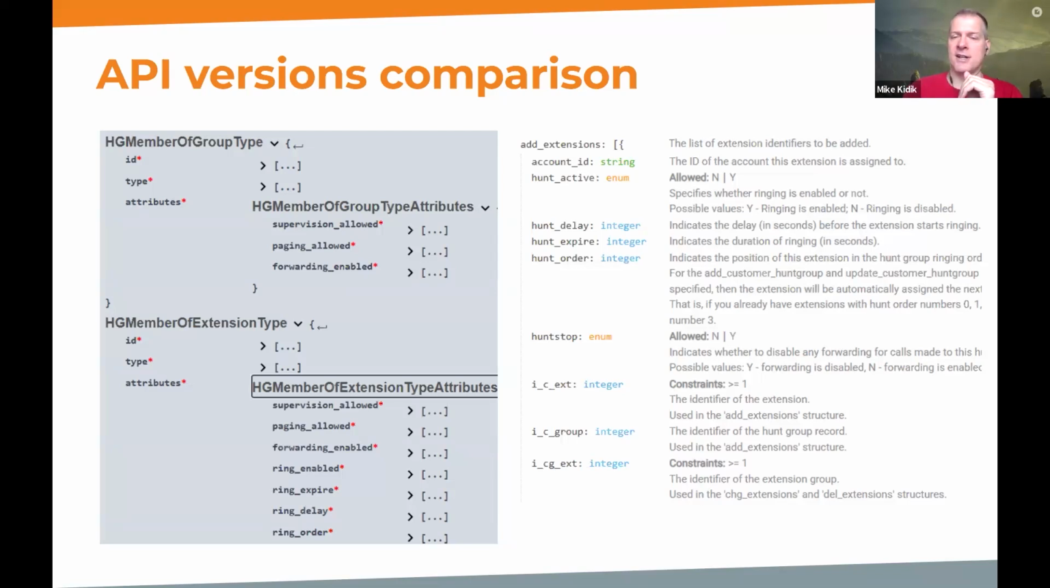Now let's look at how it's done in the existing API. In the existing API, when you're making a call to create a hunt group, there is just one structure, one list called add extensions. And I know for a fact that some developers could never wrap their head around this idea that you list both extensions and included hunt groups in a single structure. But that's how it's expected to work. The reason behind it is, again, because that's how it's stored in the database, and the current API is basically a reflection of the database structure.